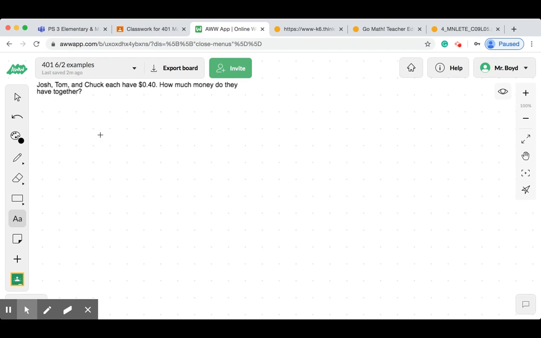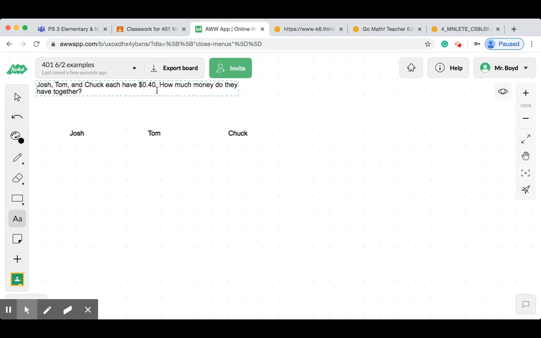So the first thing that I'm going to do is write down all three names. I have Josh. Just a couple spaces in. I have Tom, and I have Chuck. All right, so I know I have these three, and I know they all have 40 cents. So I have to think of a way that I can write 40 cents using coins.